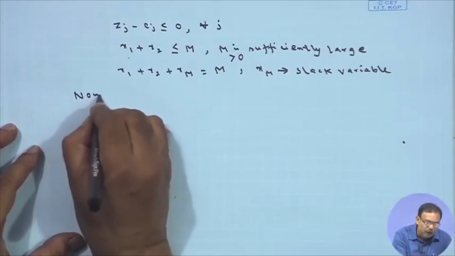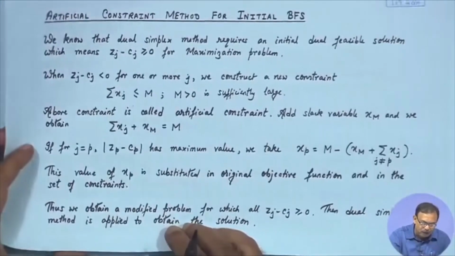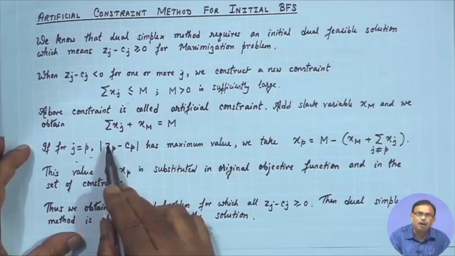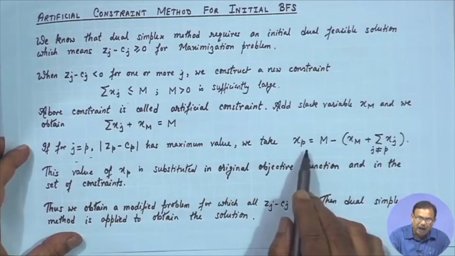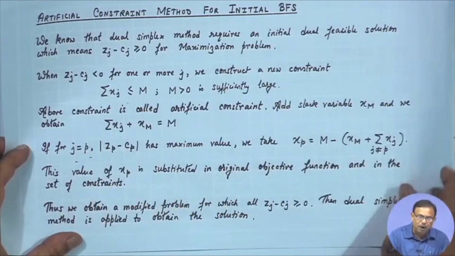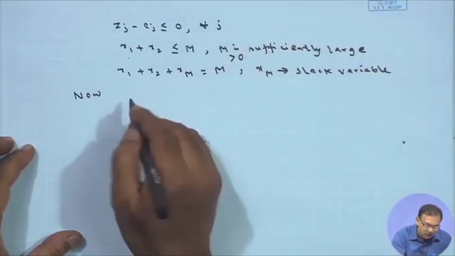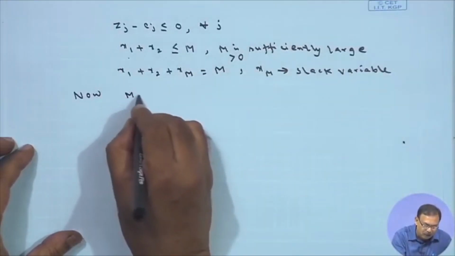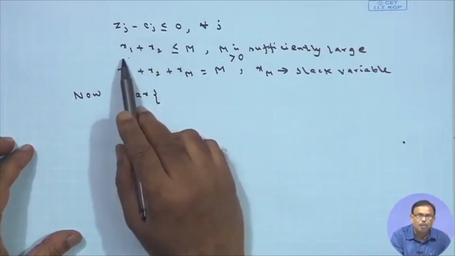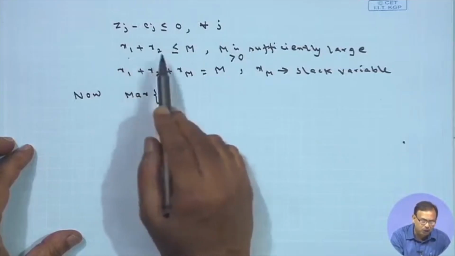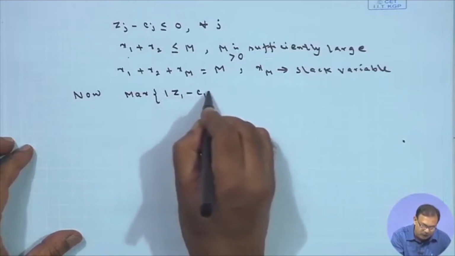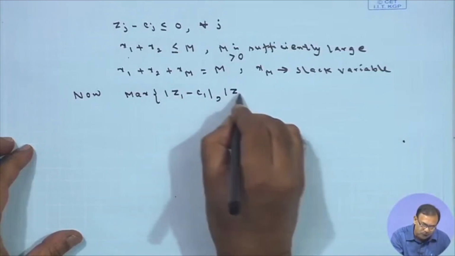Now, what was your next step? I have to find out for which j equals p the modulus of z p minus c p has the maximum value, and that variable will be replaced. So, I have to calculate the modulus of z j minus c j and take the maximum of that. The maximum of z j minus c j, where j is only 1 and 2 because you have taken only two variables x 1 and x 2. So, therefore, the maximum of the modulus of z 1 minus c 1 comma z 2 minus c 2.